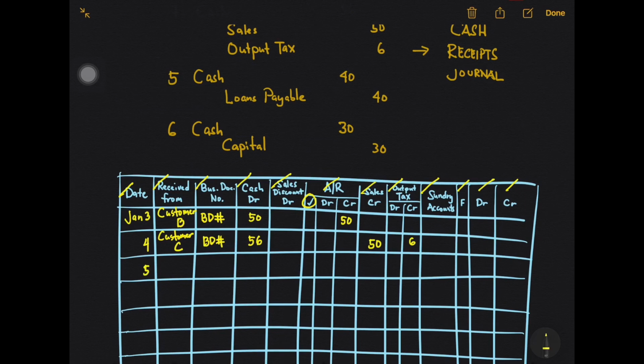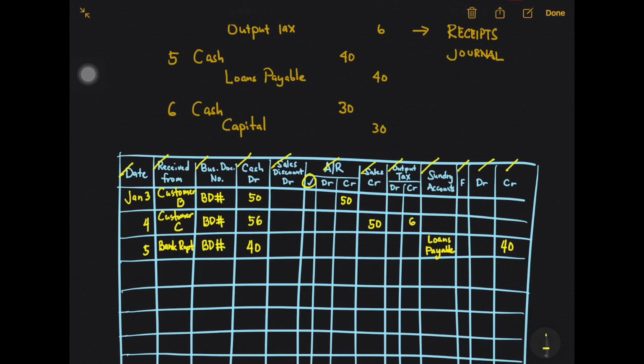Next, January 5. It's like you ask loan from a bank. So received from, let's say it's from the bank. Then write the business document you have with the number. Then cash is debited by 40. Okay. And then we have a credit to loans payable, which is not part of the columns. So in this case, loans payable will be placed under the sundry accounts. So here you write loans payable. And then for the amount, loans payable is credited. So we write the amount here.